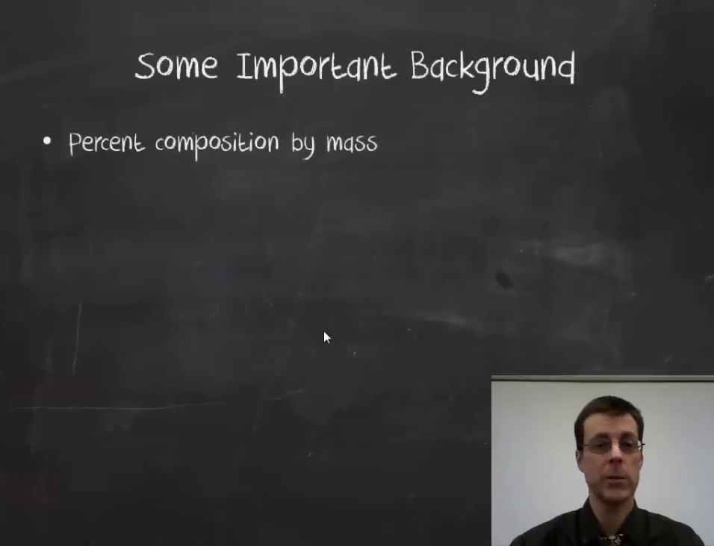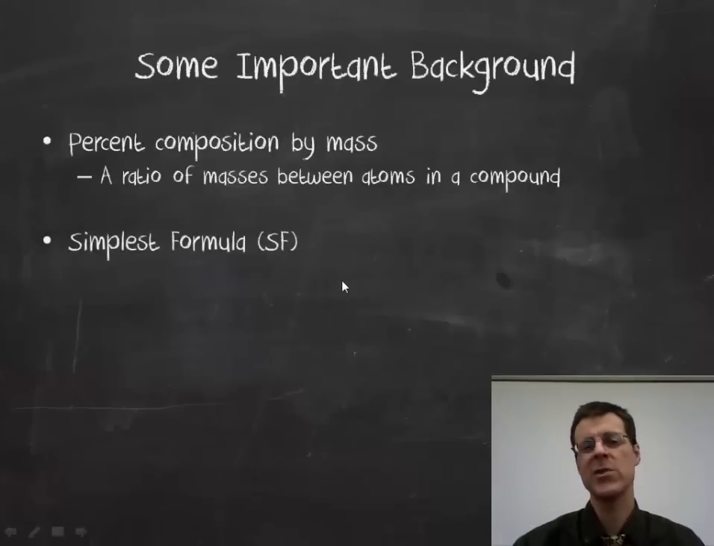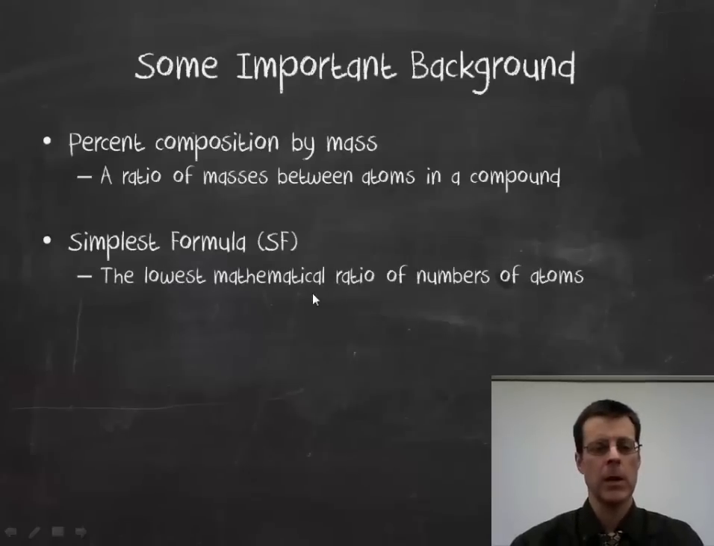We've already done percent composition by mass, which of course is the ratio of masses between atoms in a compound. The problem with that is when I write a chemical formula, let's say H2O, I'm not talking about the mass of hydrogen in water, I'm talking about the number of atoms of that. So that's a gap we need to bridge. And our first step in that is the simplest formula, SF. And that's the lowest mathematical ratio of numbers of atoms.